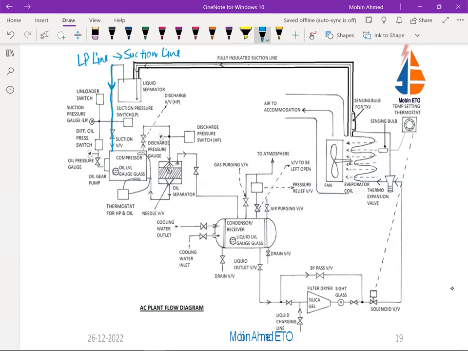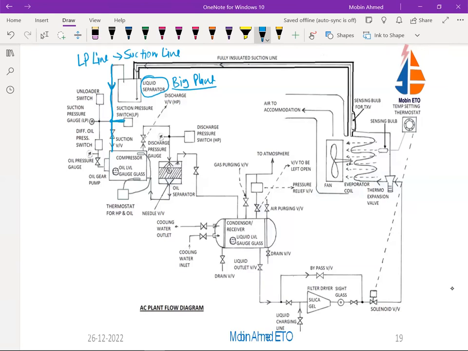If there is a big plant, then we are going to have a liquid separator. If it is a small plant, there will be no liquid separator. The liquid separator is there only for big plants. If big plants like AC plants are there, you will find the liquid separator, whereas in small plants you will never find it. Now from here, it goes to the suction pressure or LP switch.